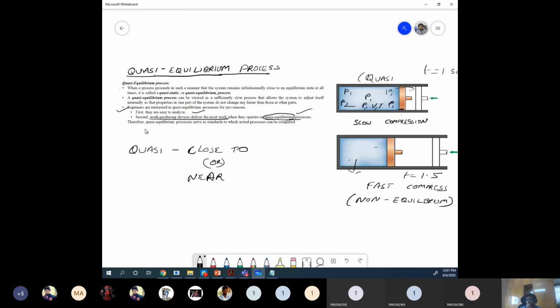Therefore, quasi-equilibrium processes serve as a standard against which actual processes can be compared. If you have designed a system and created the process, quasi-equilibrium is the standard benchmark for you. It should be close to that. The processes that are not quasi-equilibrium are non-quasi equilibrium processes.